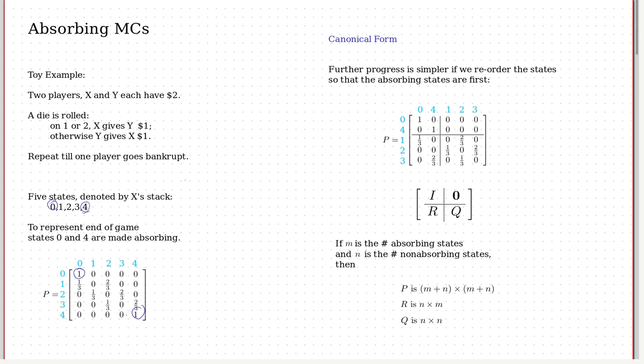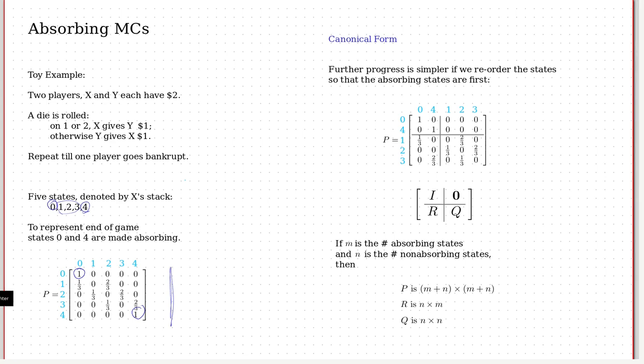On the other hand, you have these other states, 1, 2, and 3, where sometimes you can go to an absorbing state, and sometimes you can go to one of the other non-absorbing states. Notice that the probabilities for the non-absorbing states are always either 1/3 or 2/3, because either Y wins if you roll a 1 or a 2, or X wins if you roll a 3, 4, 5, or 6. So this is the transition matrix here.